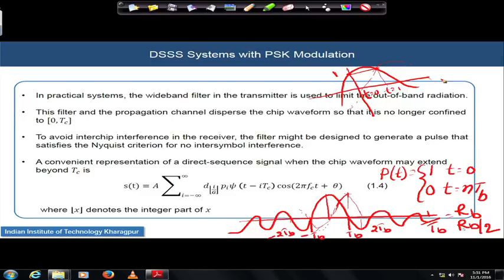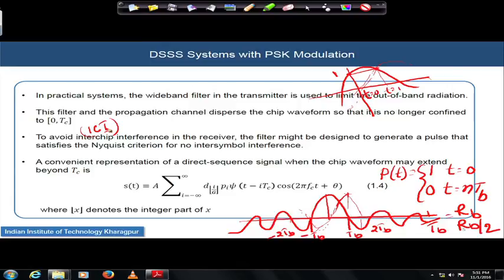We can design the transmitted pulse. But remember, why I am saying it is a controlled interference, because for t is equal to 0 the interference may be 0, but for t is equal to 1 you have some interference from the next pulse. But that pattern will be well known, and it is a criterion of the Nyquist pulse design, where it will help you to control the ISI or the interchip interference in our case to a great extent.